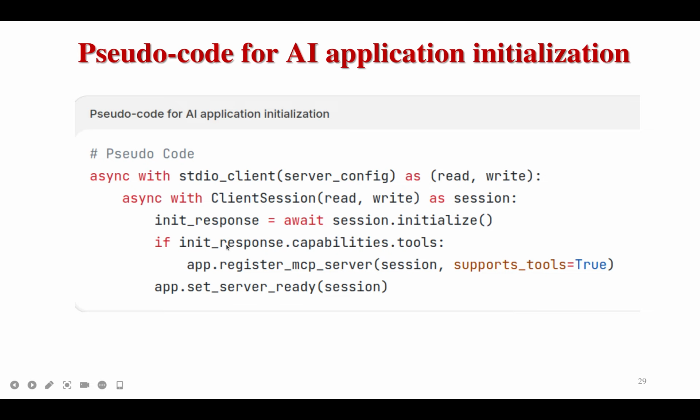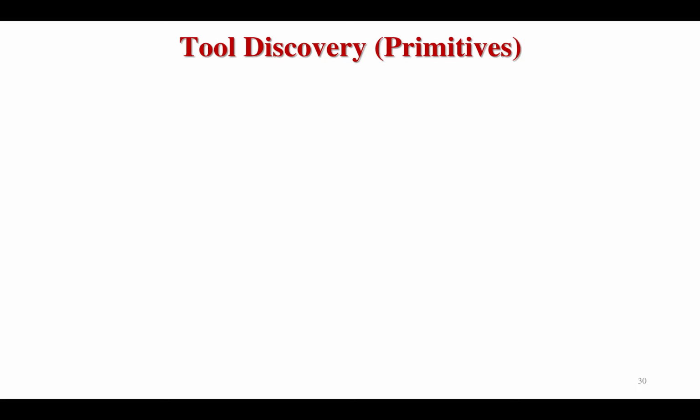Then you check whether the init response has tools, init response.capabilities.tools. If they are available, you put them in the registry of the client. So you call app.register MCP server with the session and supported tools equal to true, and you keep things ready with app.set server ready of session. This is just a glimpse of what happens when an MCP host, the AI application, is initializing a connection with the client.